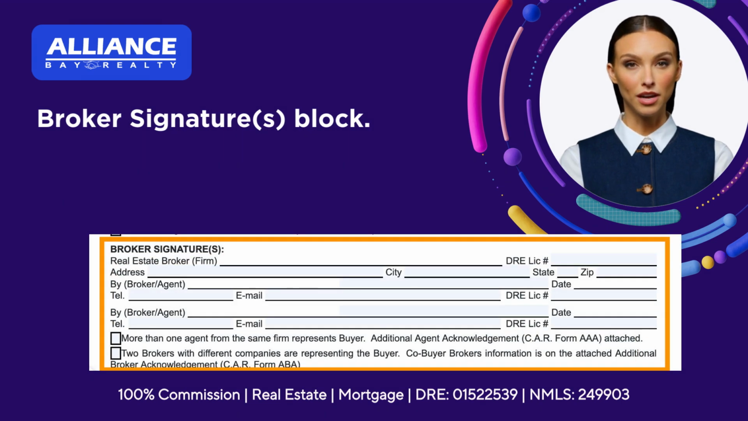Broker signatures block. This part identifies the brokerage and the signing agents. Complete the brokerage information. 1. Real estate broker, firm, legal brokerage name. 2. DRI license number. 3. Address, city, state, zip. Agent lines by broker/agent: agent signatures, date, agent phone/email, agent DRI license number. Make sure the brokerage name and license numbers are accurate and consistent with broker records.